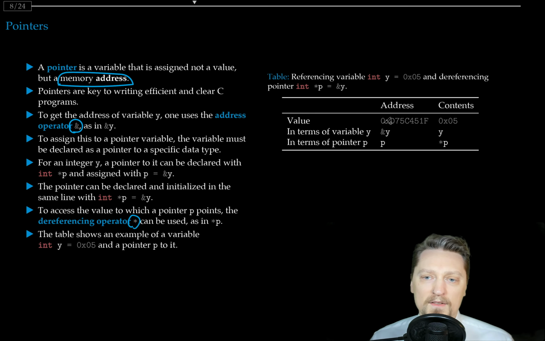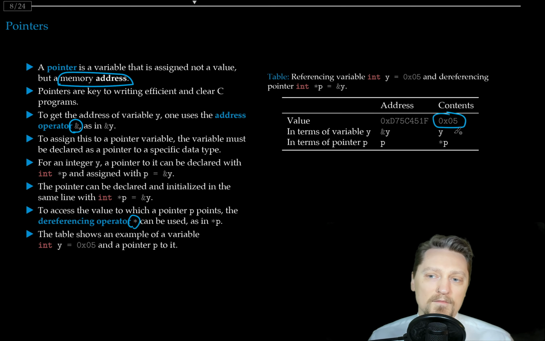So the address, which has this value here, some hexadecimal address, we can write as &y, or address of y. Or the address can be written just as p, in terms of the pointer p, because that's what the address of y was assigned to. If you want to look at the contents of the memory at this address, these are the contents.